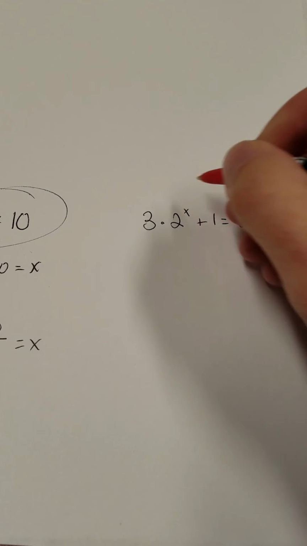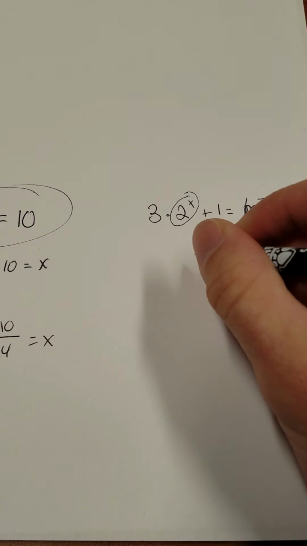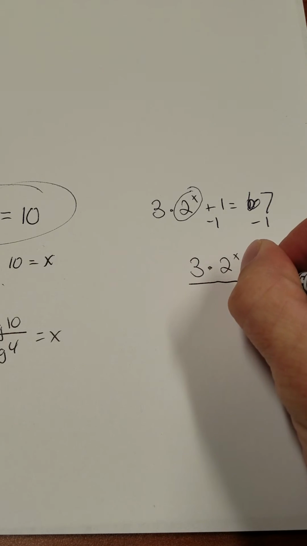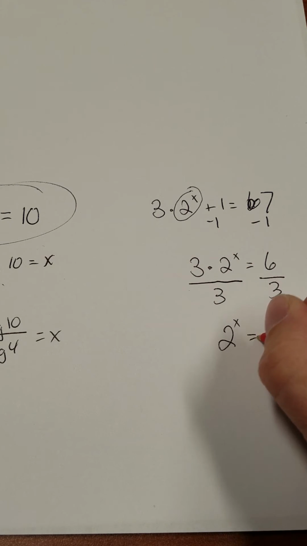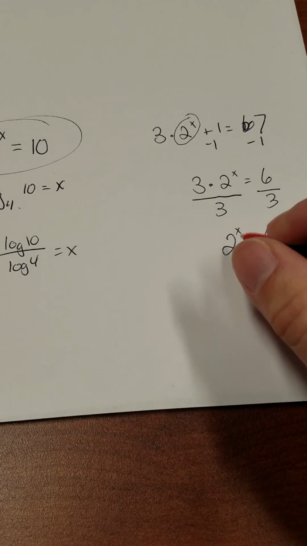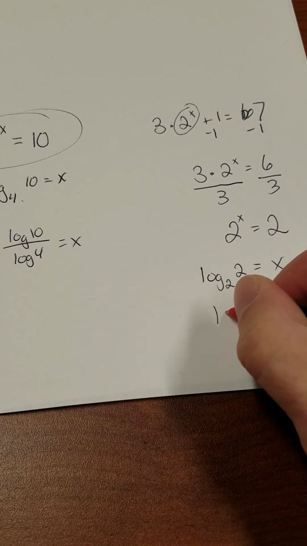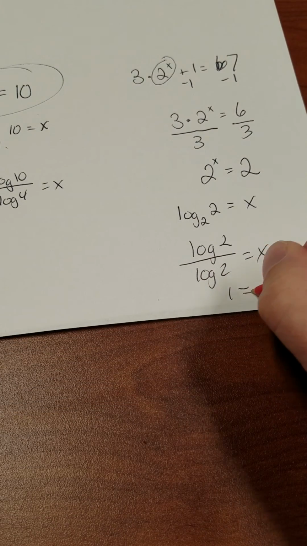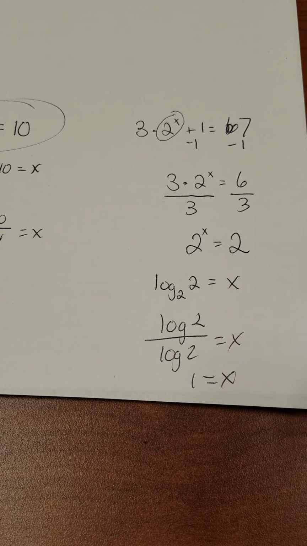And again, let's say you have a problem like 3 times 2 to the x plus 1 equals 7. This is the piece I got to get by itself. So I need to subtract 1 first. 3 times 2 to the x equals 6. Now I divide by 3 because the 3 is not part of that. 2 to the x equals 2. Now I can solve it. Obviously in this case, pretty simple, but if you want to rewrite it as a log base 2 of 2 equals x. So log of 2 divided by log of 2 equals x. So then 1 would equal x. Again, right here, pretty simplistic to know that x has to equal 1. But if we were going to solve it all the way out like that.